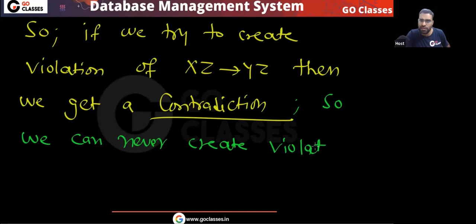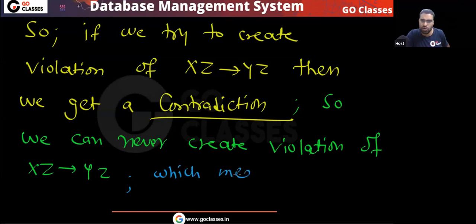And if you can never create a violation, what does that mean? We can never create a violation of XZ to YZ, which means this functional dependency holds. Please tell me, did you understand?